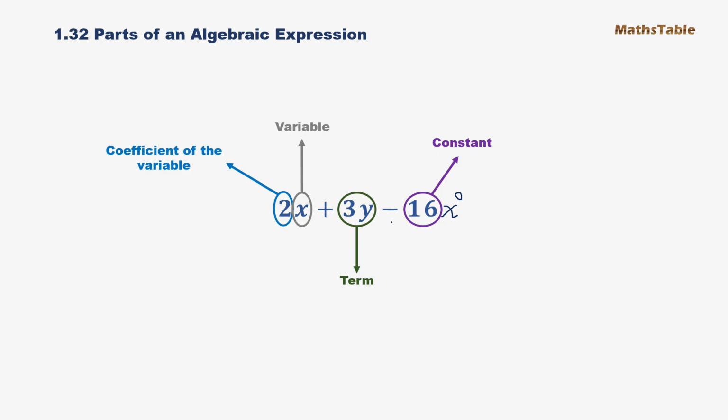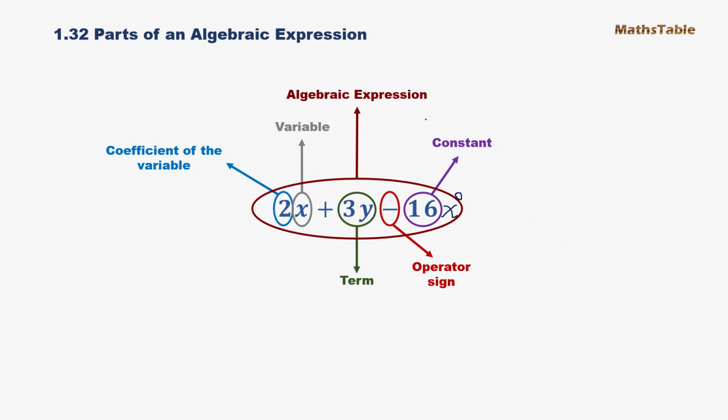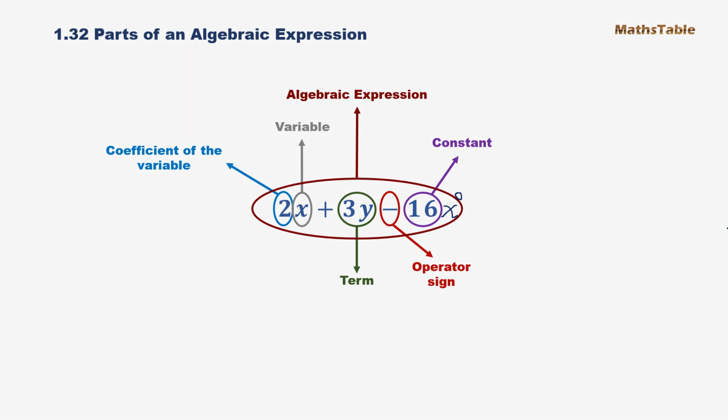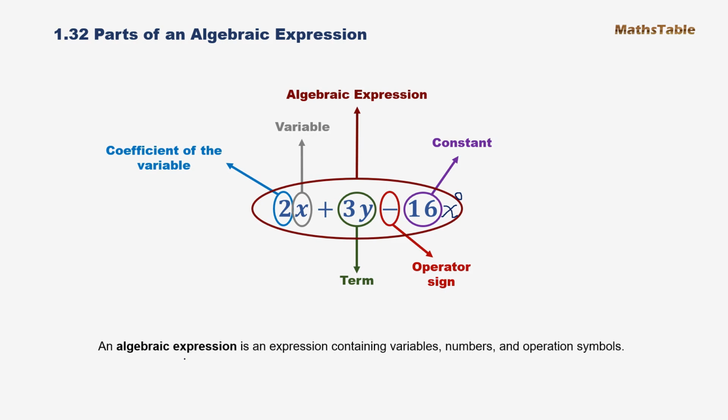And we can also see that each term is separated by an operator sign, like plus and minus in this case. They are simply called operator signs or operation symbols. Now, what is the combined thing called? If the individual parts are called constant, variable, coefficient, term, and operators, then combined together, as we have discussed before, this whole thing is called an algebraic expression. So we can conclude that an algebraic expression is an expression containing variables like x, y, numbers like 2, 3, 16, and operation symbols like plus and minus.